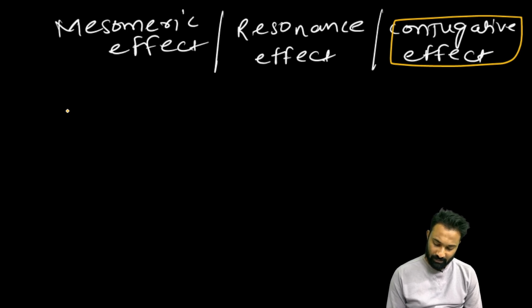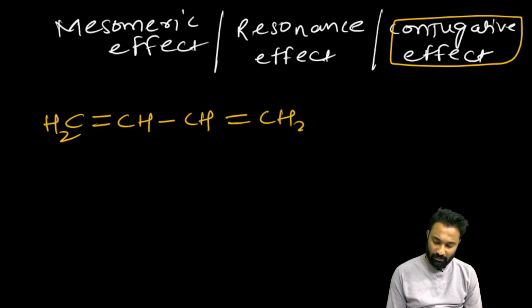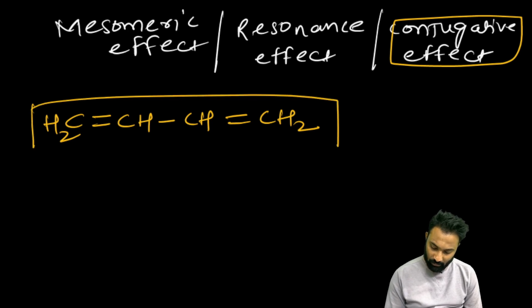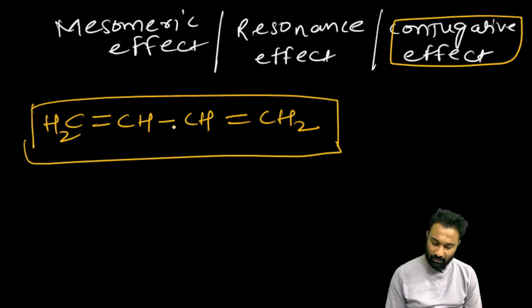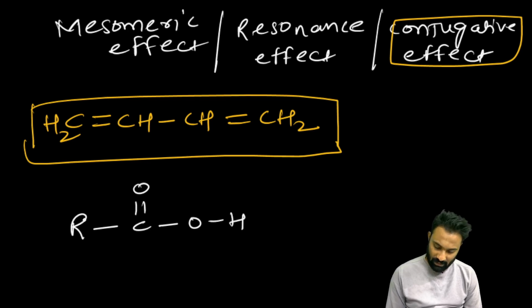Conjugative effect means here if there is a carbon double bond carbon, one single bond, and we are having a double bond. Clear? This type of system we call a conjugative system. Done? Now in this manner, double bond, single bond, double bond, single bond, and double bond, this type of system we call a conjugative system. Sir, can you give any example? Now you can see here R C double bond OH.